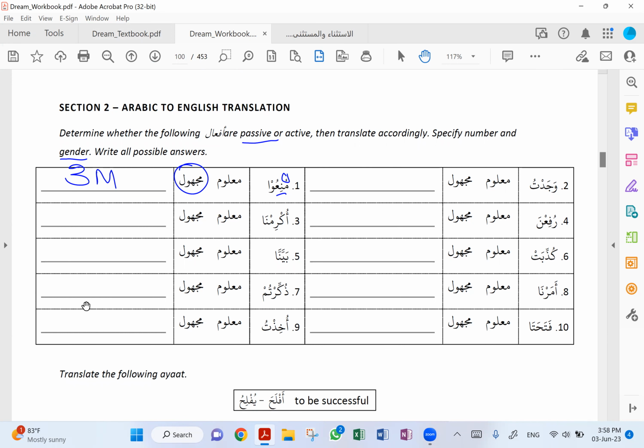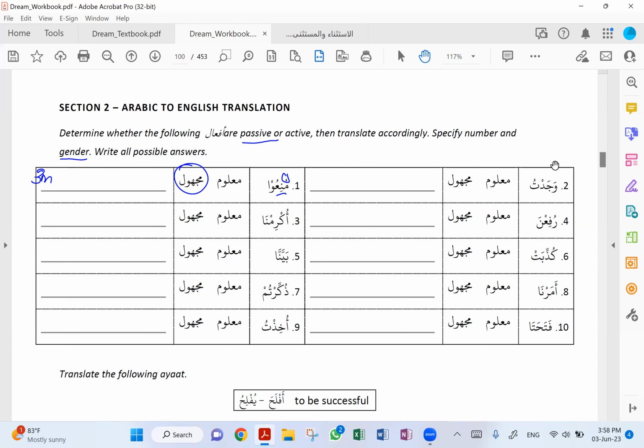منع, to prevent. They were prevented. Okay, so where do I write here? So 3M. Or maybe I just skip the writing. They were prevented. We'll skip the translation.